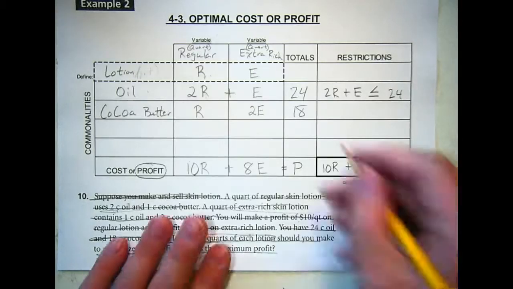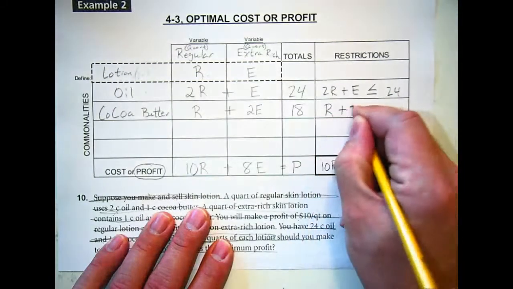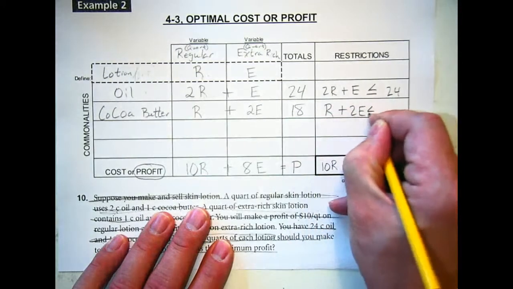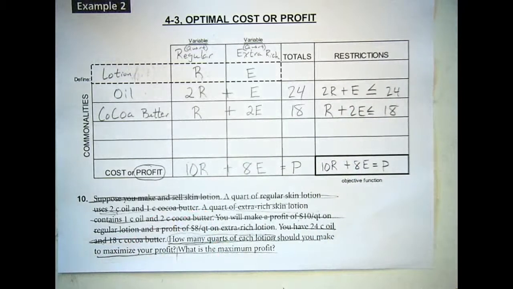All right, let's see. How about R plus 2E is less than or equal to 18? How many restrictions do we have? Two. Could I have negative regular lotion? Can I have negative extra rich lotion? No, that means my function is confined to quadrant 1.